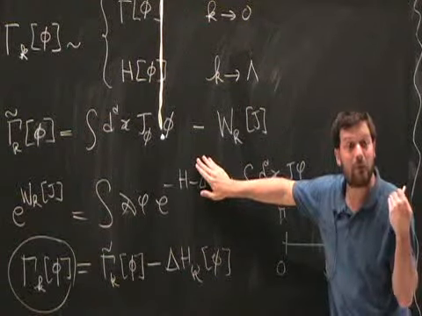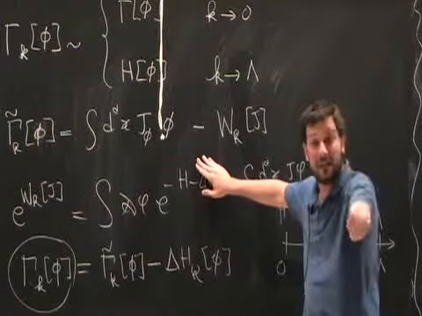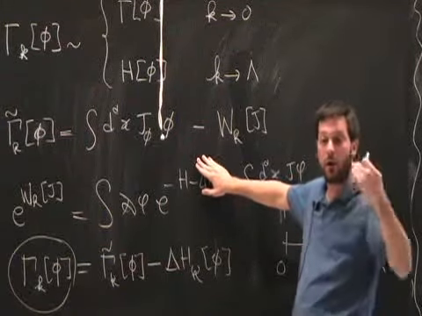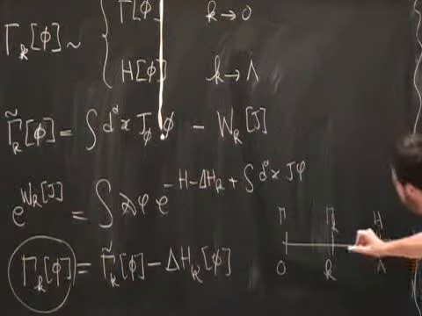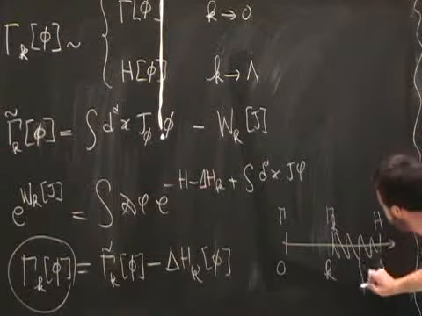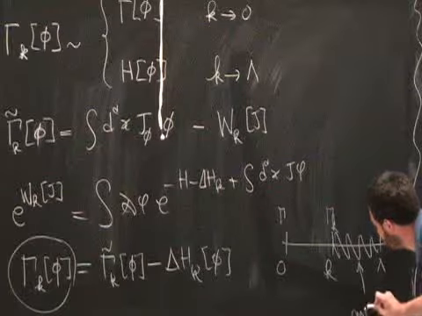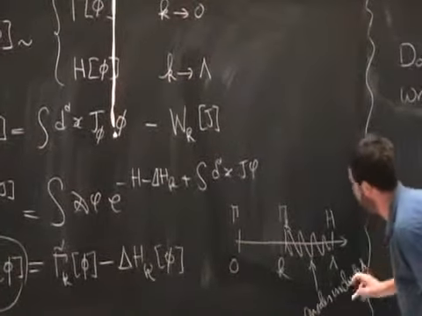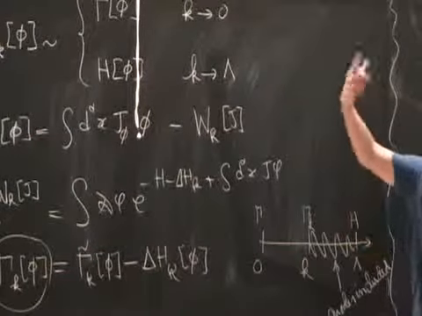So with respect to modes that are much larger than k, I have the same function as before. I only modified low momentum modes. So I would say these are the modes included, and these are the modes to be included.